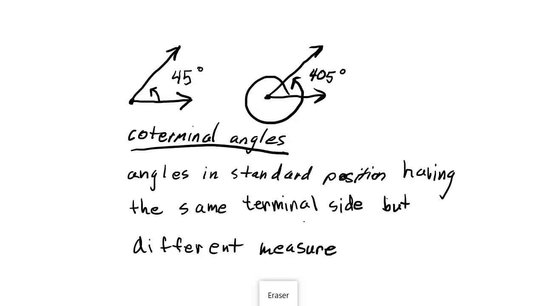So you may ask, given a certain angle, how can we find all angles that are coterminal? Let's say we have an angle theta. Coterminal angles can be obtained by adding any non-zero integer multiple of 360 degrees to a given angle. So all that means is that the angle theta and theta plus k times 360 degrees are coterminal.